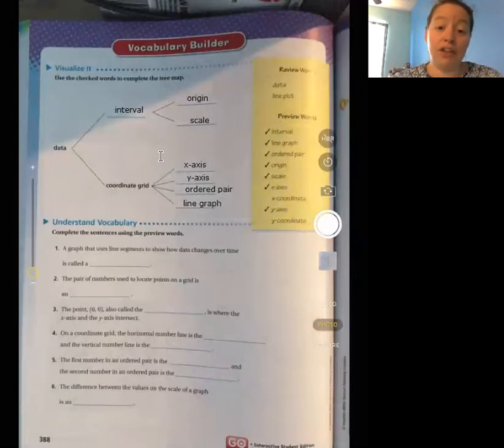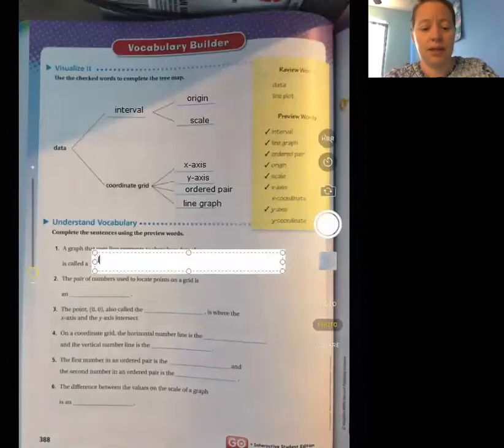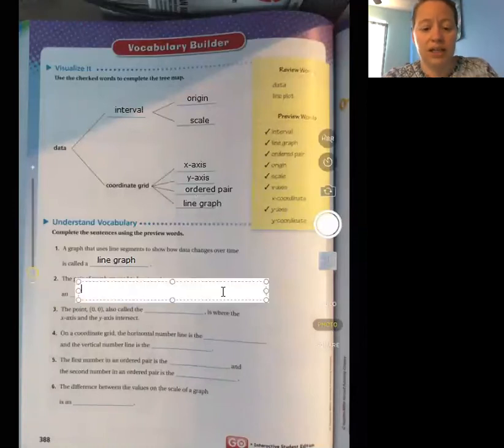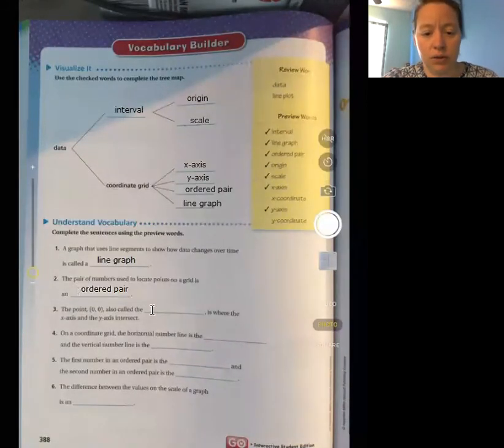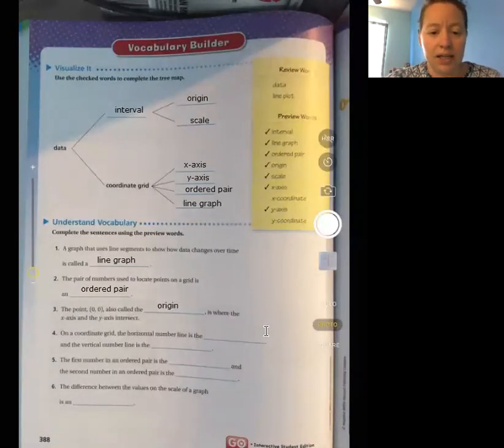Number one, a graph that uses line segments to show how data changes over time is called a line graph. It's a type of graph. The pair of numbers used to locate points on a grid is an ordered pair. The point 0, 0 is also called the origin. That's where we start. And it's where the x and the y axis intersect.